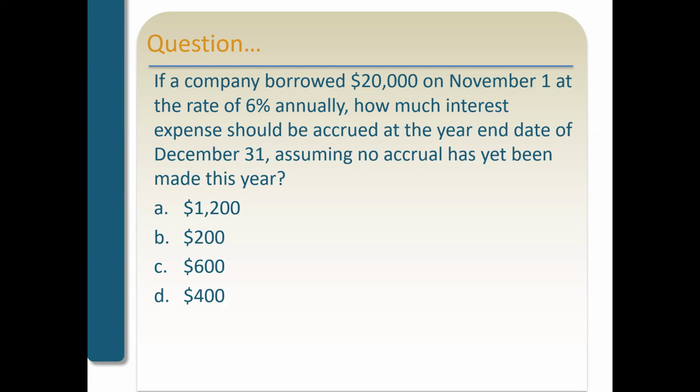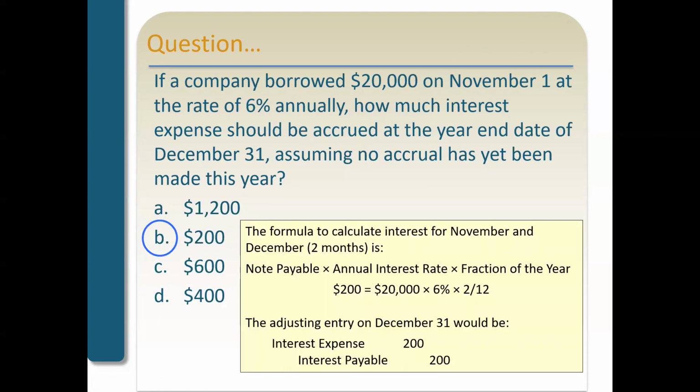$20,000 times 6% is how much annually? We divide that by 12 times 2, or we multiply it times a 6, however you want to do it. $20,000 times 6% times 2 months out of 12 months. Interest expense 200, interest payable 200. Excellent.